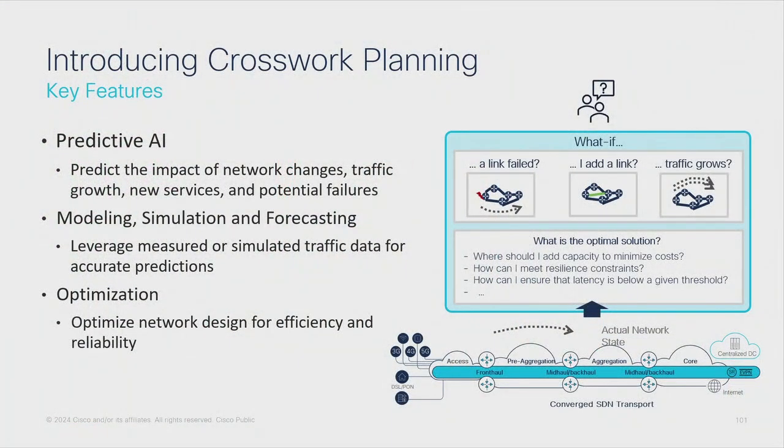Next, what are the key features when we talk about Crosswork Planning? First, we talk about predictive AI techniques that provide a crystal ball into the future. For example, if an LSP fails along its original path, how would it be rerouted? Crosswork Planning will visually represent the protected and rerouted paths and whether the reroute would cause congestion or not.